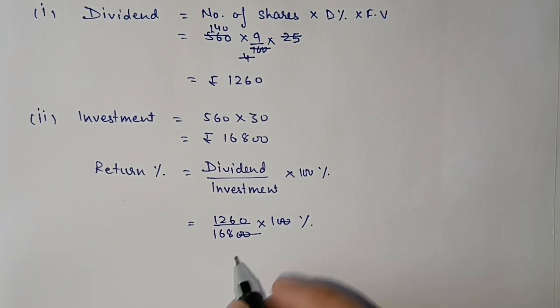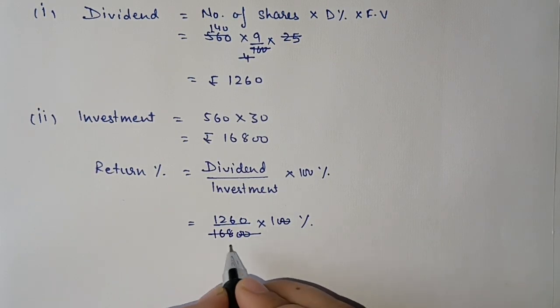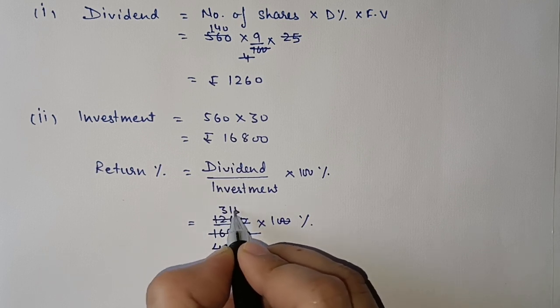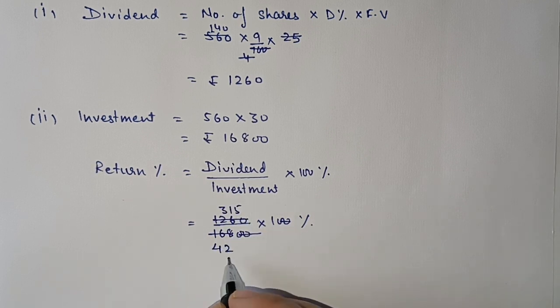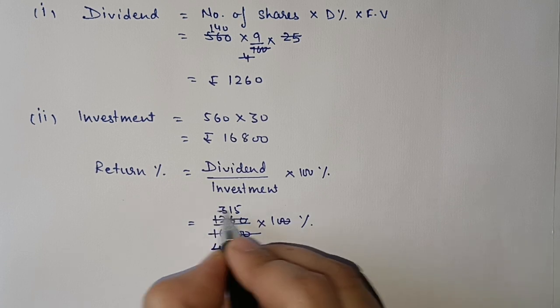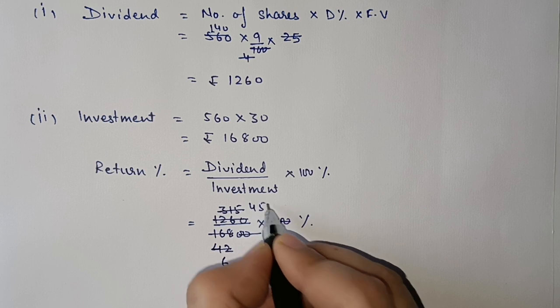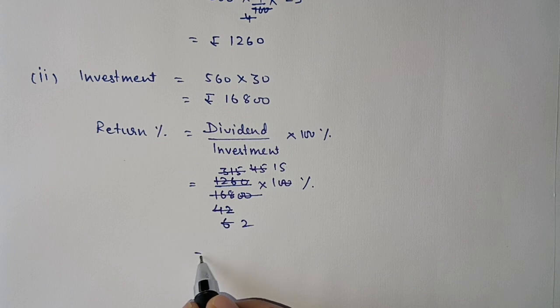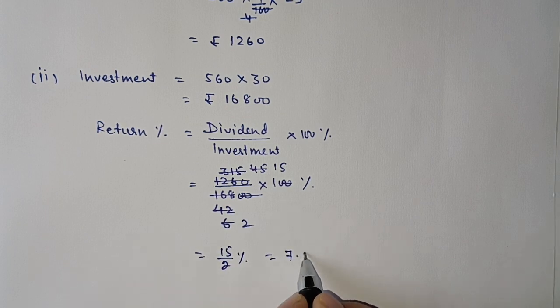Cancel out. 4, 4 and 4 2 times, 4, 3, 1 and 5 times. Then you can cancel with 3 table or with 7 table. 7, 6, 4 and 5 times, 3, 15 times and 3, 2 times. 15 by 2, or 7.5%.